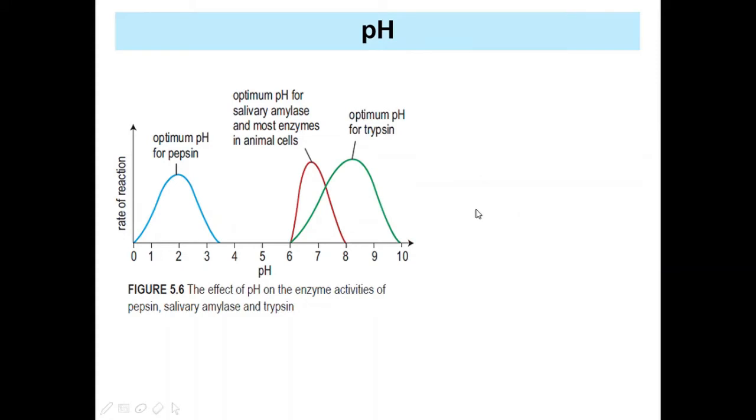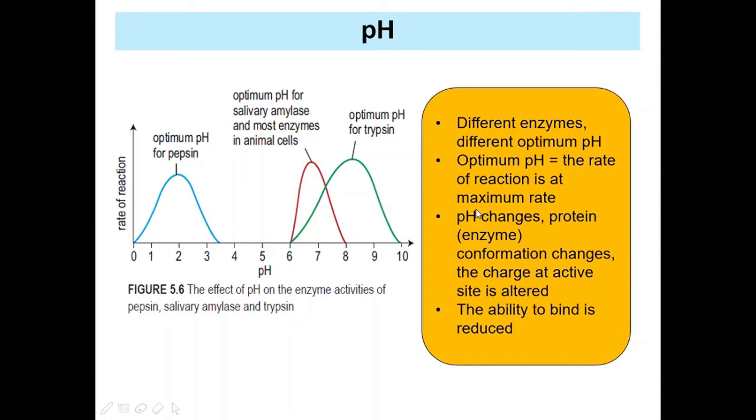Okay, now we look at the second factor, pH. Okay, different enzymes have different optimum pH. Optimum pH is the particular pH at which the rate of reaction of the enzyme is the maximum. Okay, kalau perhatikan dekat graf ni, lain enzyme, lain optimum pH dia. Contohnya enzim pepsin, optimum pH dia around pH 2, which is acidic condition, betul tak?